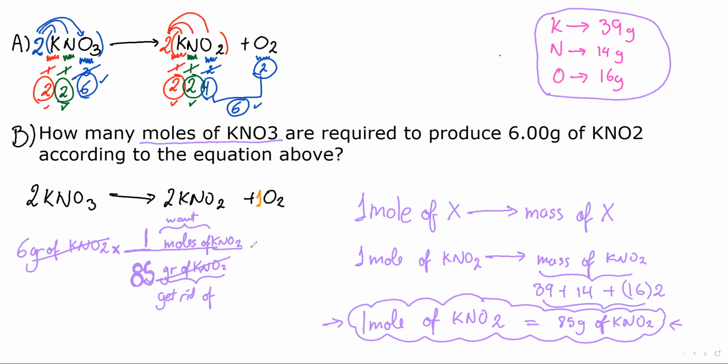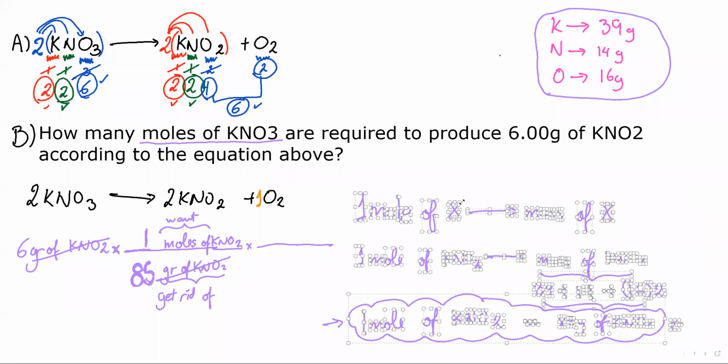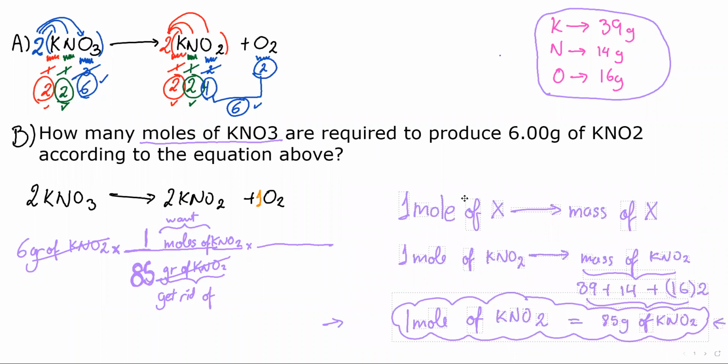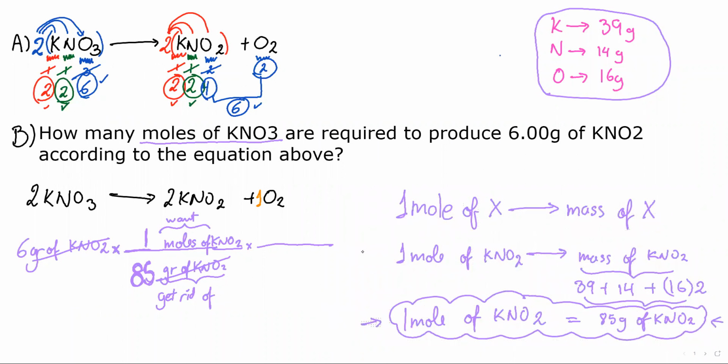So what's the other unit rate? What's the other relationship? You do the same. What you want to get rid of, you put it on the bottom. So you want to get rid of the moles of KNO2. And what do you want? You want moles of KNO3. That's what you want, moles of KNO3. You don't want moles of KNO2.